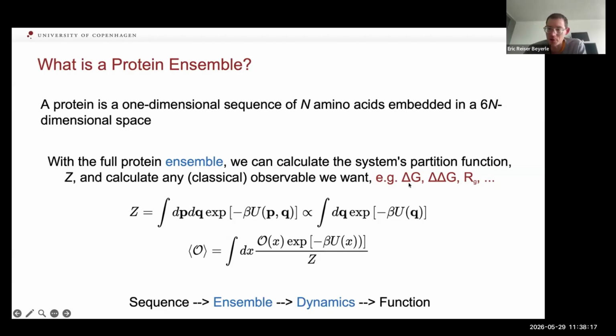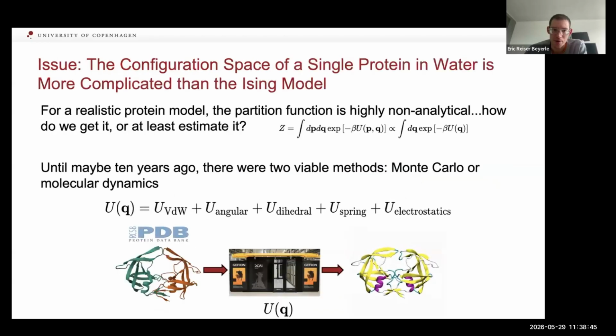For example, you can calculate delta G of folding or delta delta G, the change in delta G as you introduce a mutation or change the environmental conditions, or something like the radius of gyration, some structural properties of the protein. But the issue with this is that unless you're dealing with an Ising model or a lattice gas or an ideal gas, partition functions are hard to calculate. So typically the partition function for a protein is highly non-analytical, and we need a way to estimate what this partition function or the Boltzmann weights are, or what the ensemble looks like.